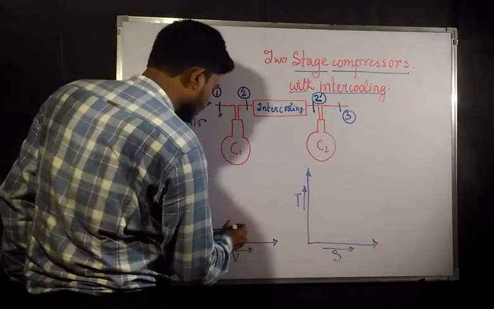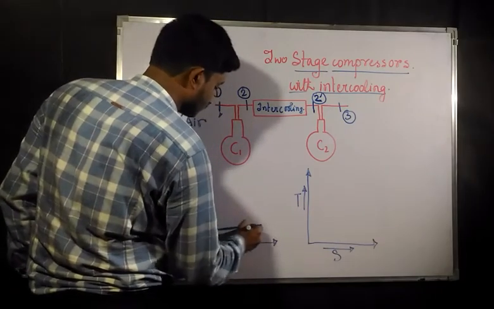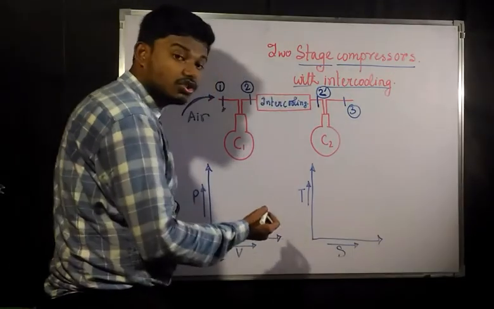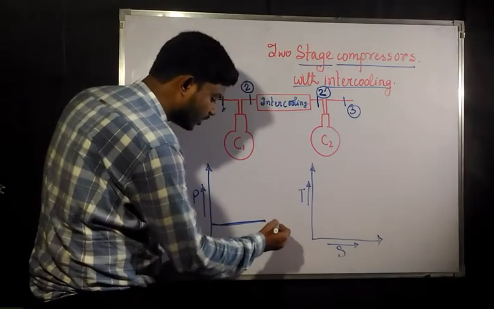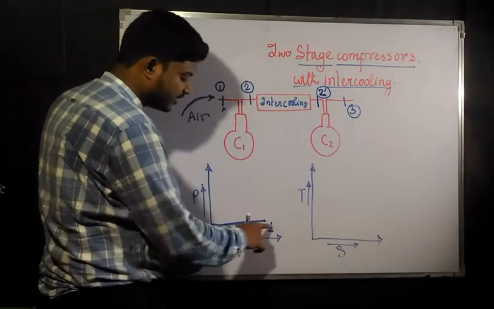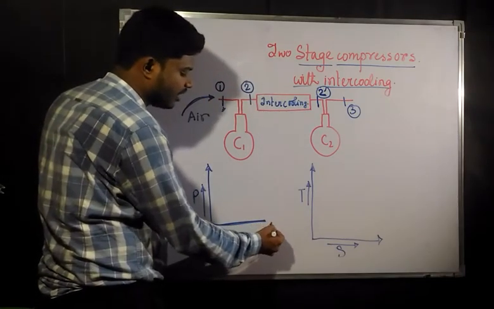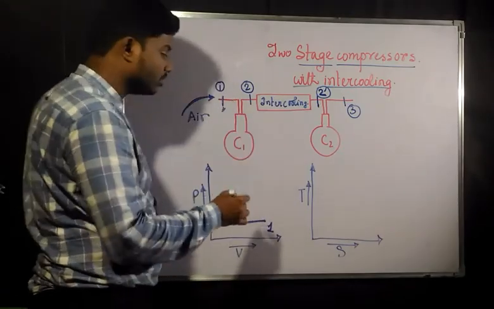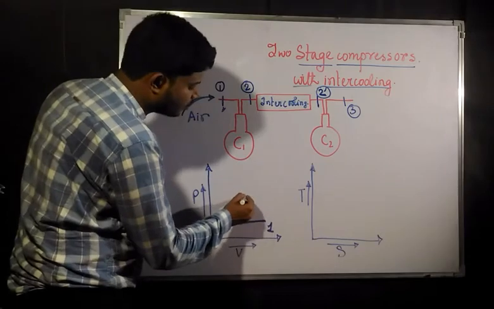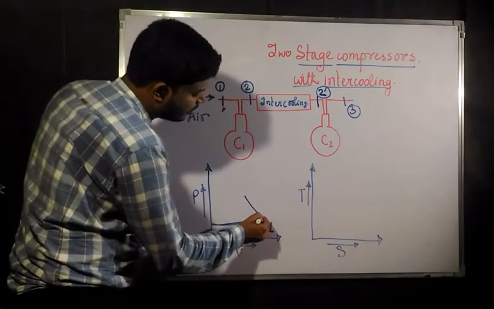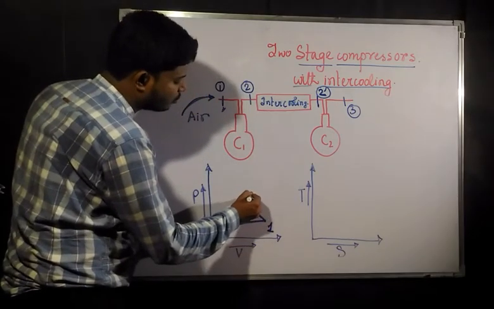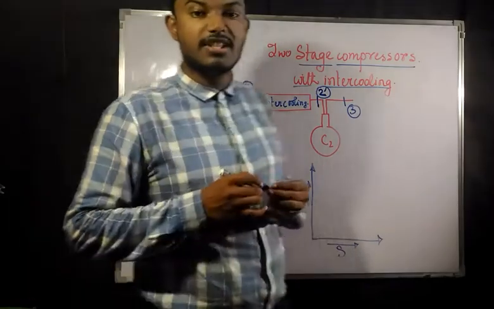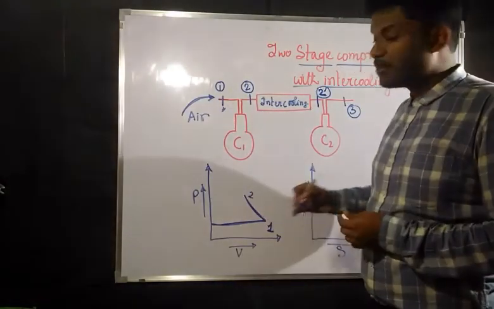So first of all, what will happen? After the suction stroke, it is going to reach point 1. This is the suction stroke and it is reaching point 1. After that, it is going to get compressed and reach point 2. This is going to be a polytropic process. So we are going to compress it like this up to point 2, which is after the first compression.